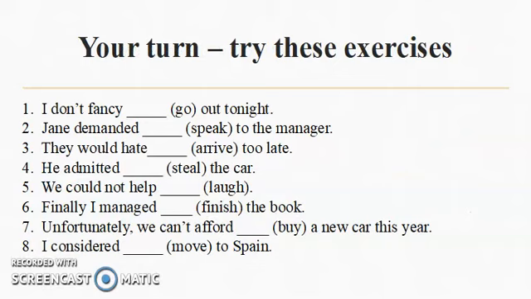So now it is your turn to try some of these exercises. There's 8 short examples here. Try them out both ways and work out which is correct. So I don't fancy, is it to go out tonight, or is it I don't fancy going out tonight? Try them both ways and then work out the answers. You will probably need to pause the video here to give yourself time to do this. The answers will follow.